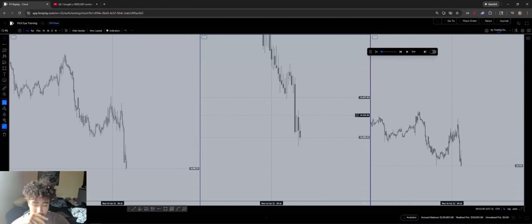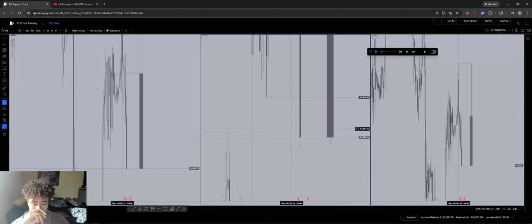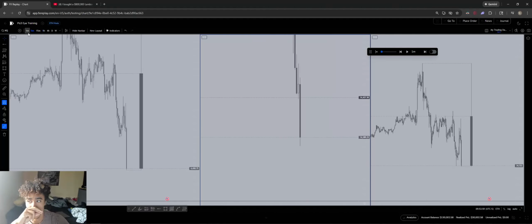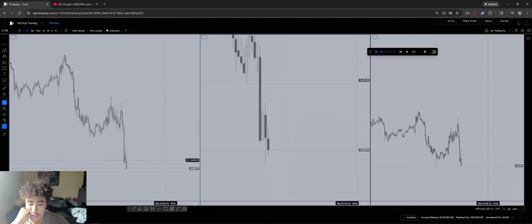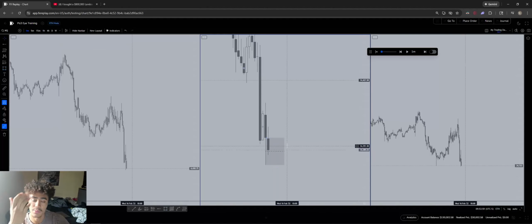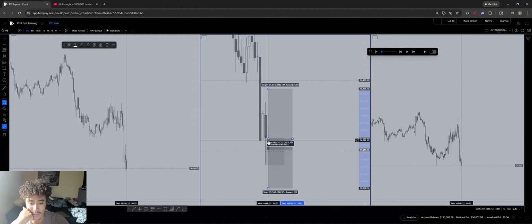Now, I do use SMT as well, but whenever we're within any higher time frame PD array, pairing it with the SMT, that to me is a valid rejection block. Holy cow! So that's the first thing. I have 3 things I noticed.